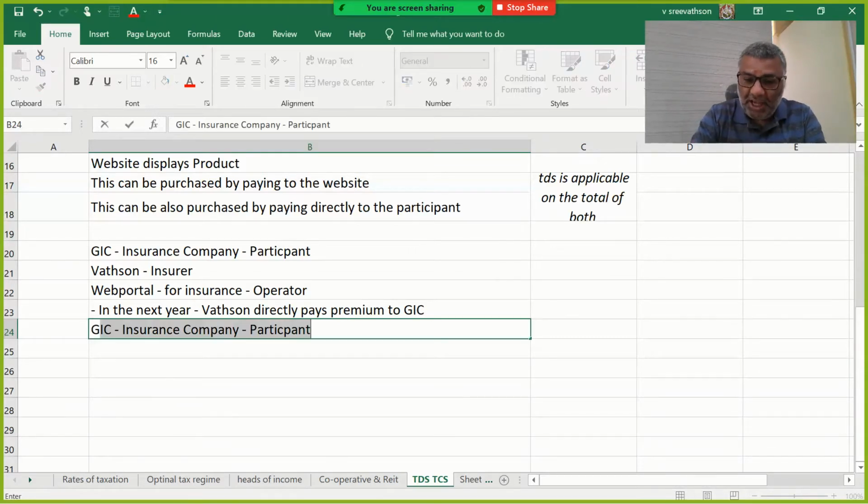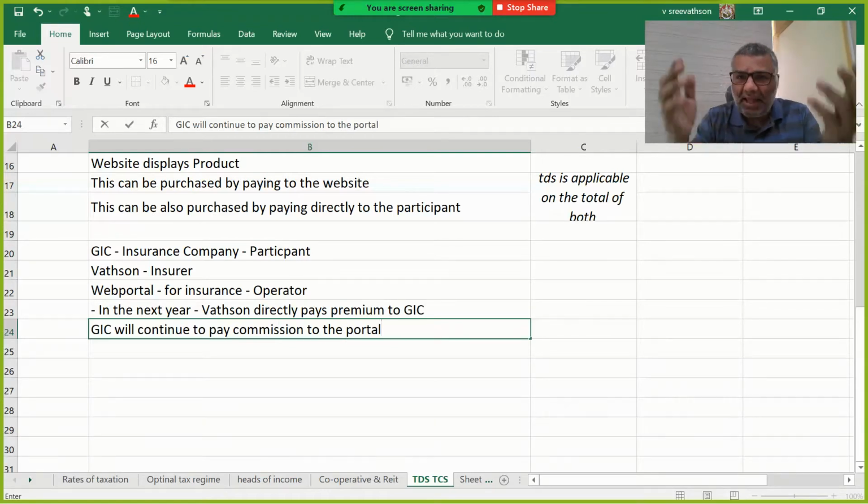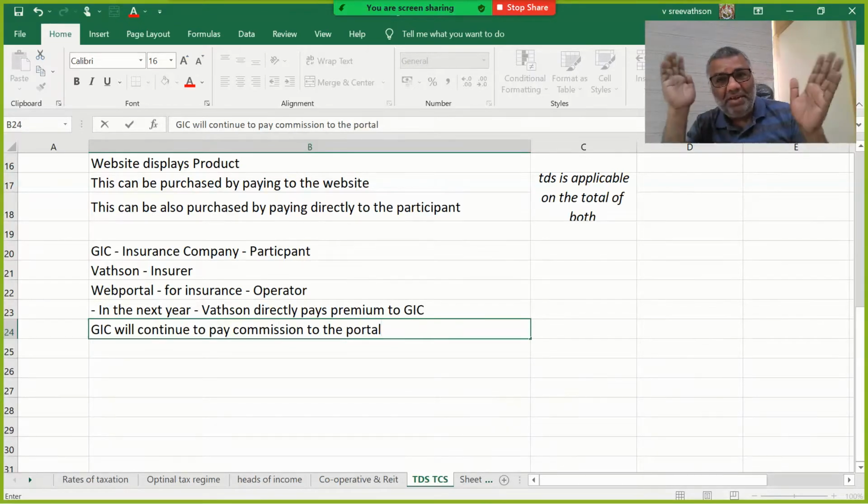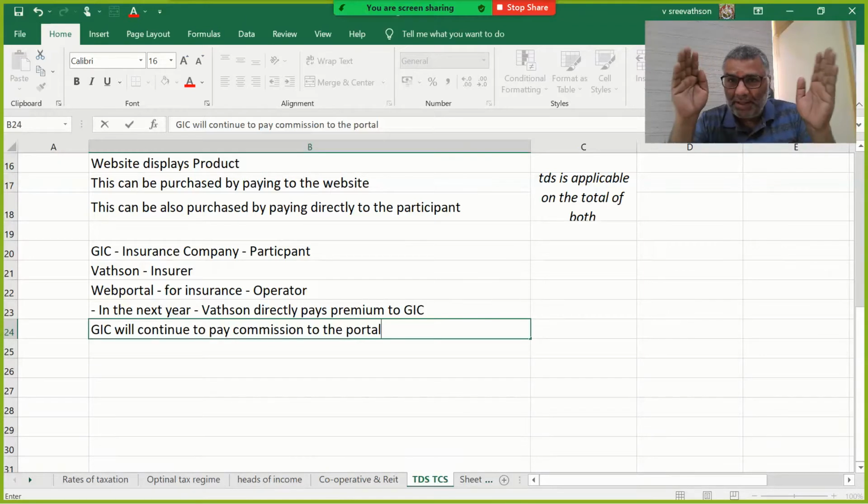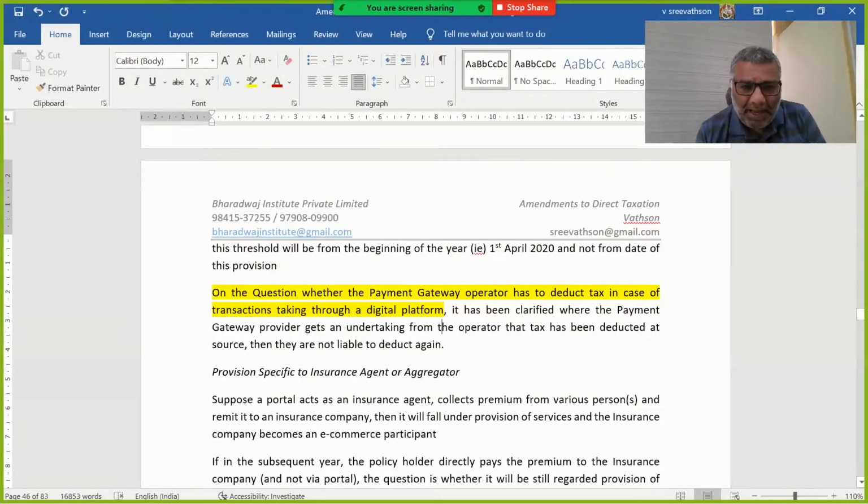GIC will continue to pay commission to the portal because they are the agent. But should this transaction be understood as carried out indirectly through the portal? The clarification has been made.